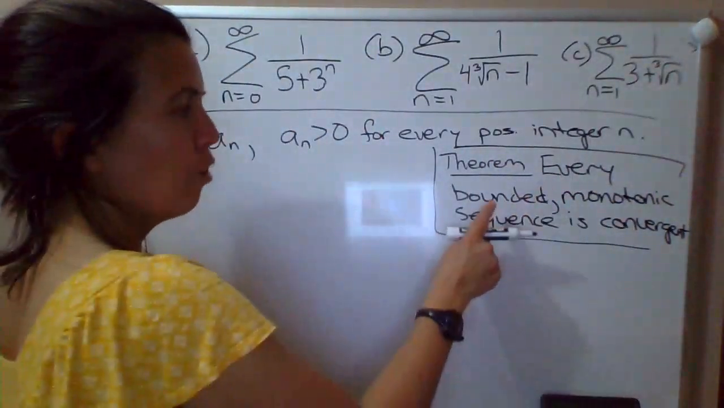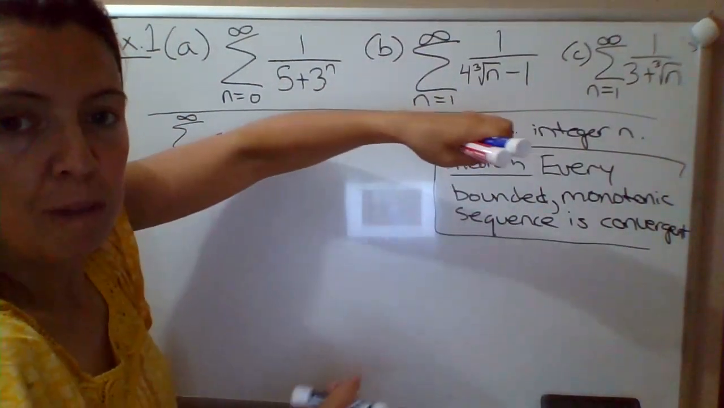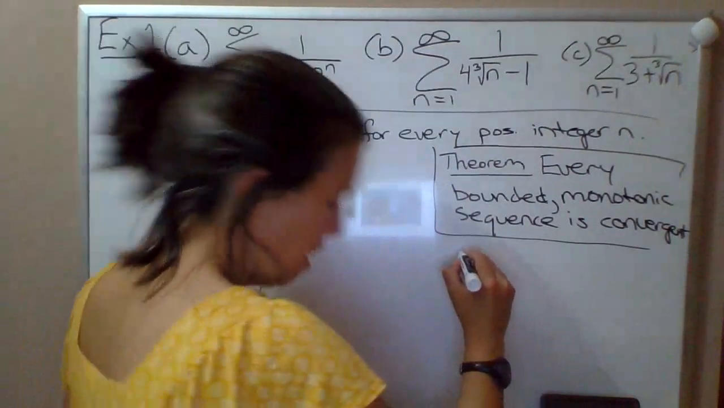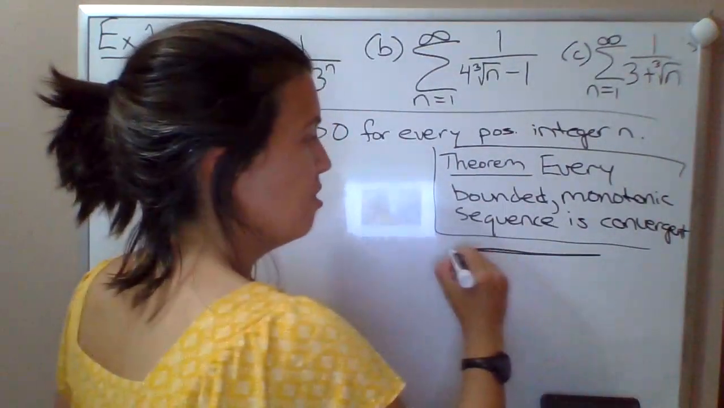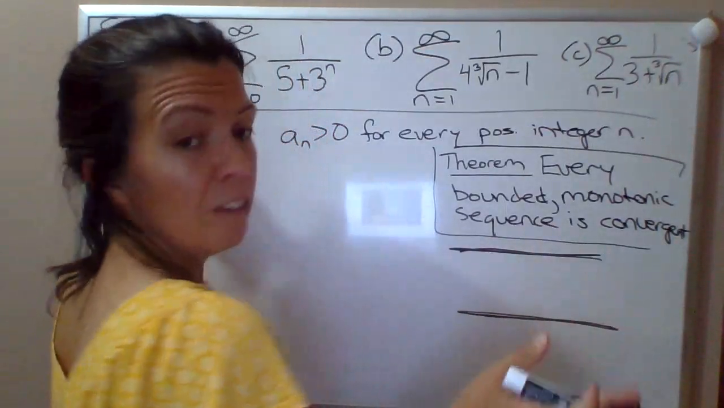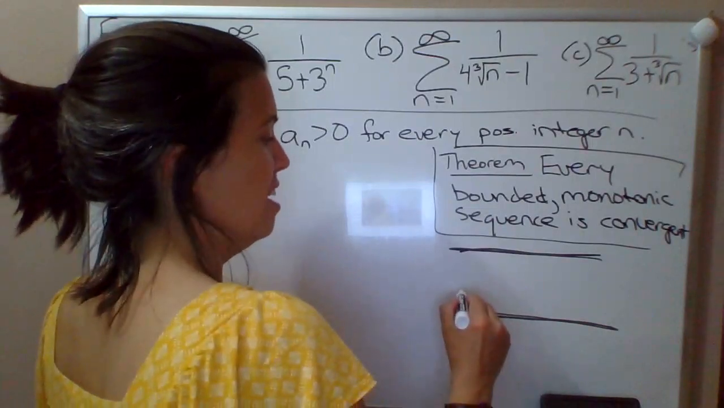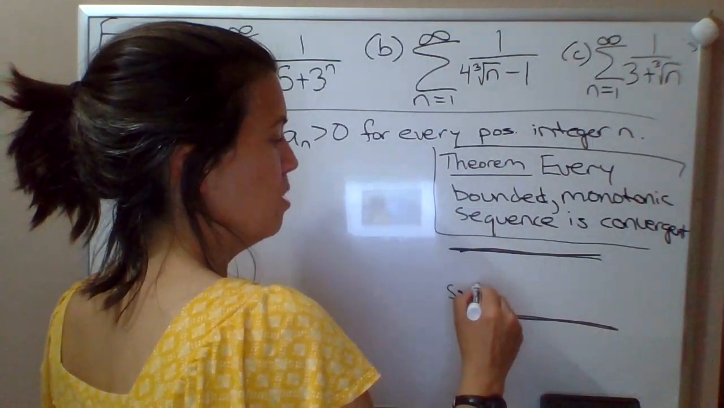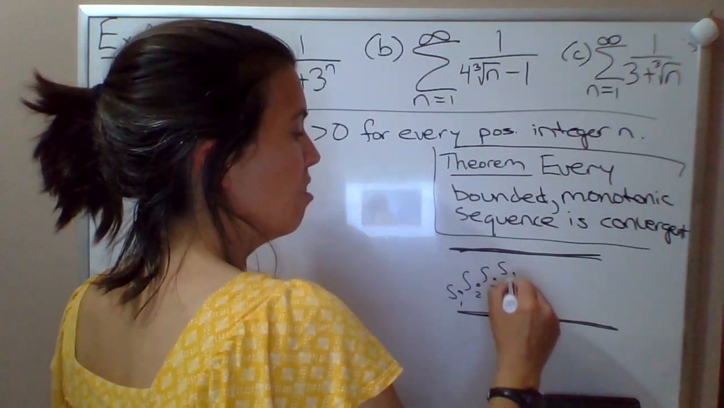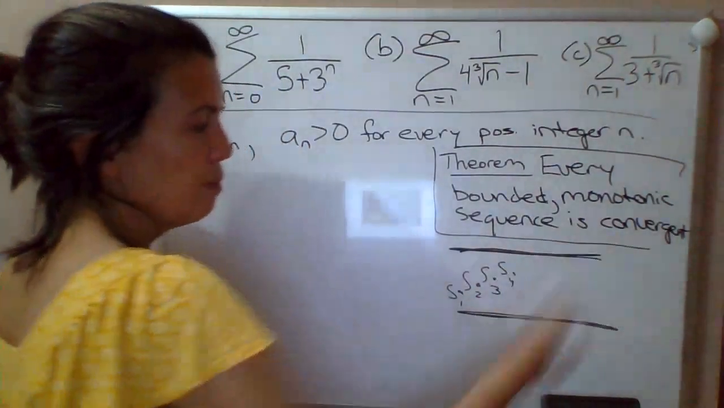Okay, what does this mean? A sequence is bounded if there's a number that's bigger than every term in the sequence, and there's a number that's lower than every term in the sequence. We call it an upper bound for every term, and we've got a lower bound. For the sequence that I'm referring to, it's going to be the sequence of partial sums. So I'm going to give away that surprise. I'll go ahead and label these S1, S2, S3. So the sequence of partial sums is bounded if there's some number that's below all of these terms, and some number that's above all of them.